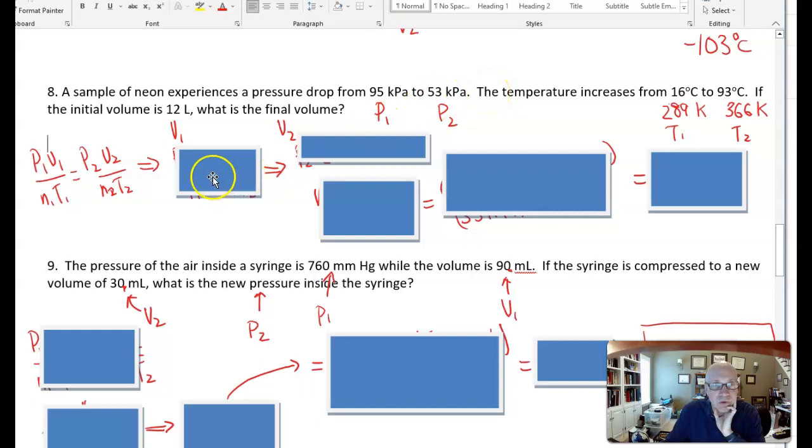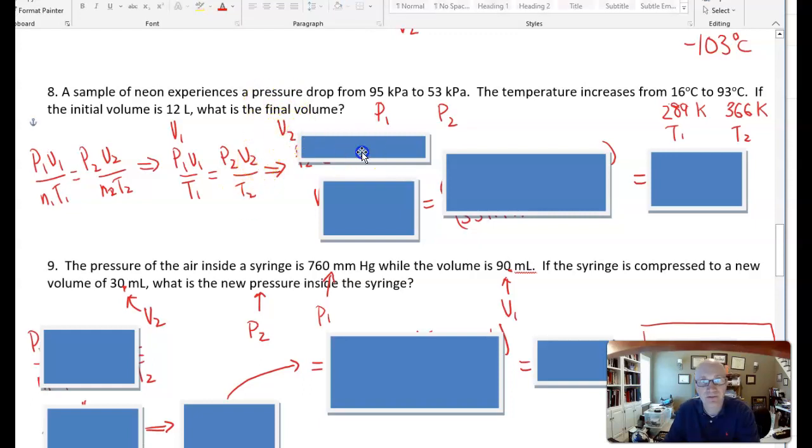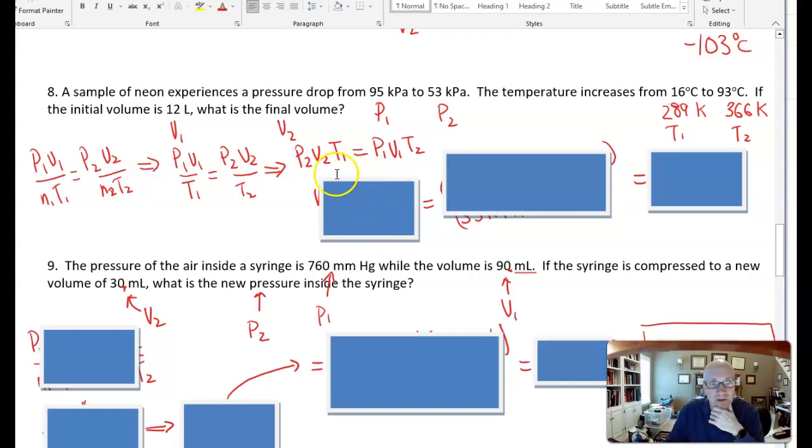All right. So when we do this, we're just going to take the N out to give us this expression right here. All right. We want to know what the final volume is. So we're going to rearrange this to get V2 by itself. So first of all, we're going to cross multiply to get rid of any denominators. After we cross multiply, we can get V2 by itself, so that it would be this right here.